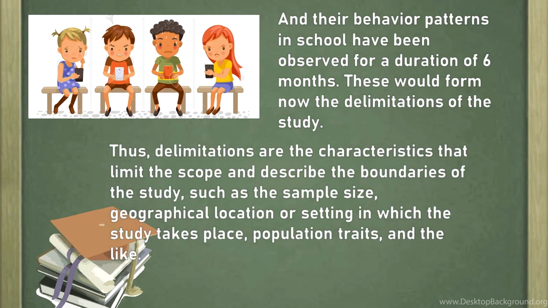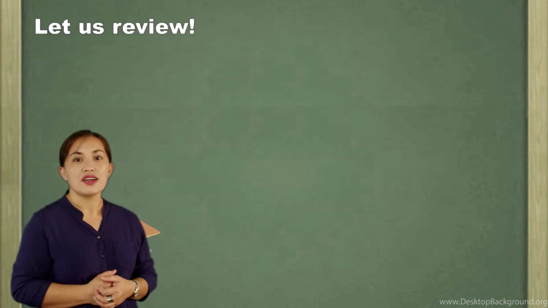Thus, delimitations are the characteristics that limit the scope and describe the boundaries of the study, such as the sample size, geographical location or setting in which the study takes place, population traits, and the like. Let us review what we have discussed so far.